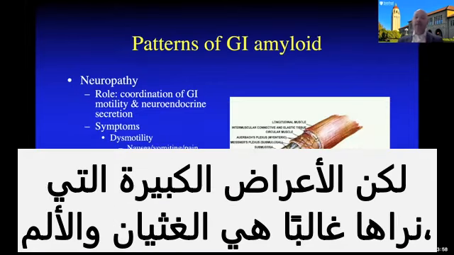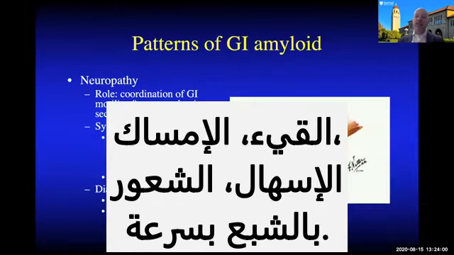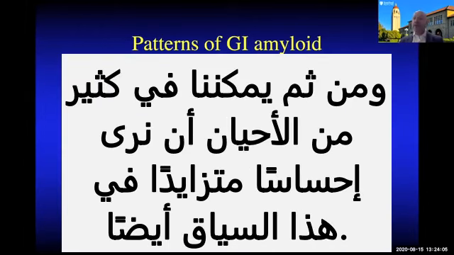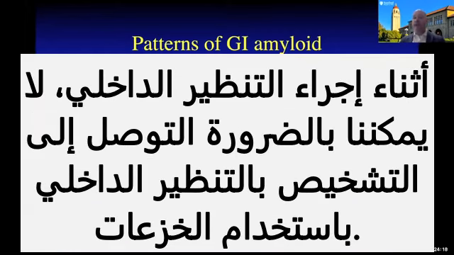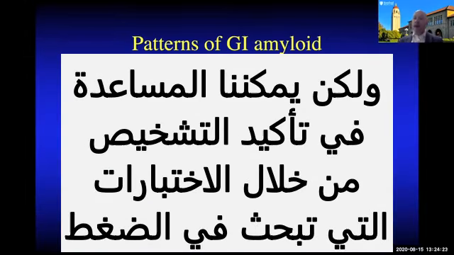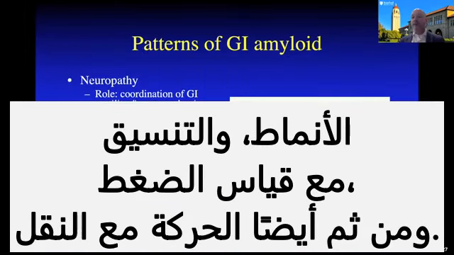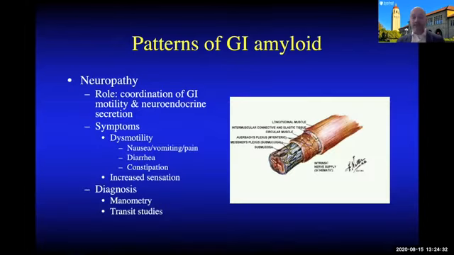But the big ones we often see are nausea, pain, vomiting, constipation, diarrhea, getting full quickly. And then we often can see increased sensation in that context as well. This is also an area where, because the nerves are generally deeper than we get to with biopsies during endoscopy, we can't necessarily make the diagnosis with endoscopy with biopsies, but we can help confirm a diagnosis with tests looking at the pressure patterns coordination with the manometry, and then also movement with transit.